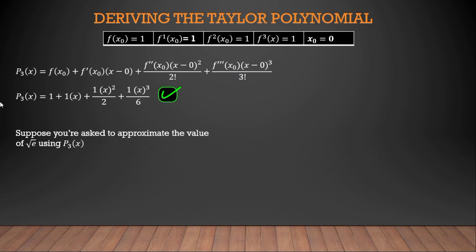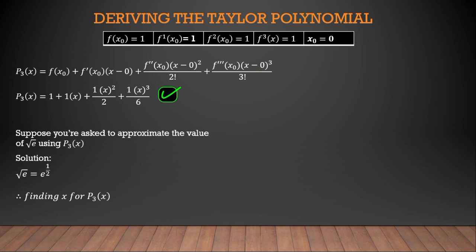Okay, great. So now, using this polynomial, suppose we're asked to approximate the value of the square root of Euler's constant using P3 of x. So meaning we have our polynomial expression there, and we use this expression to find this value. First we're going to take this Euler's constant and make it into a more manageable function, so this is going to be Euler's constant to the power 0.5.